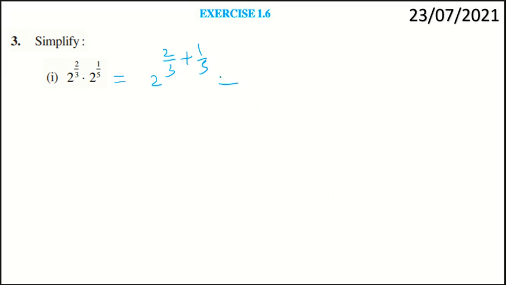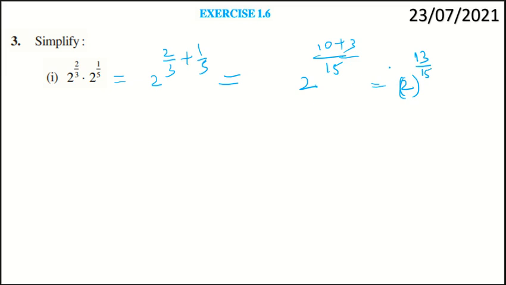Now, 2 power 2 by 3 plus 1 by 5, LCM is 15. So this 5 twice is 10 plus this 3 once is 3. So we will have 2 power 13 by 15 being the power to the base 2.